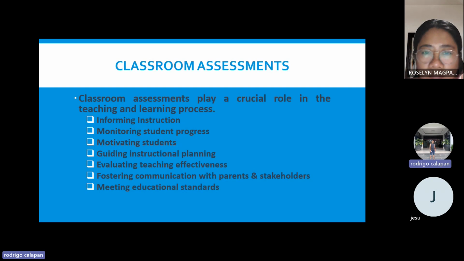So that's the importance of classroom assessments. These are vital tools for teachers to gauge students' understanding, inform instruction, monitor progress, motivate students, guide planning, evaluate teaching effectiveness, foster communication with stakeholders, most especially the parents, and meet educational standards. So with classroom assessment, this will provide us valuable insights into students' learning and help create a supportive and effective learning environment.